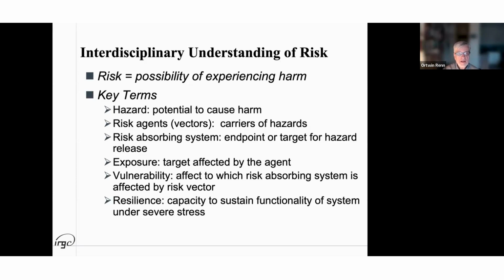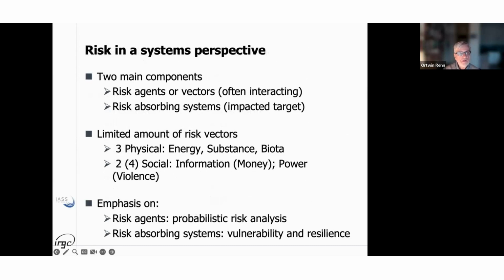Vulnerability is the degree to which a risk-absorbing system is affected by a risk vector or risk agent. High vulnerability means that a risk agent can do a lot of harm. Low vulnerability or high resilience means that this kind of risk agent can only do little harm because the system is well prepared to deal with it. Then we talked about agents. We basically have two major components in a system perspective. One is risk agents or vectors, which often interact, and the other is risk-absorbing systems. These are targets that are being impacted.